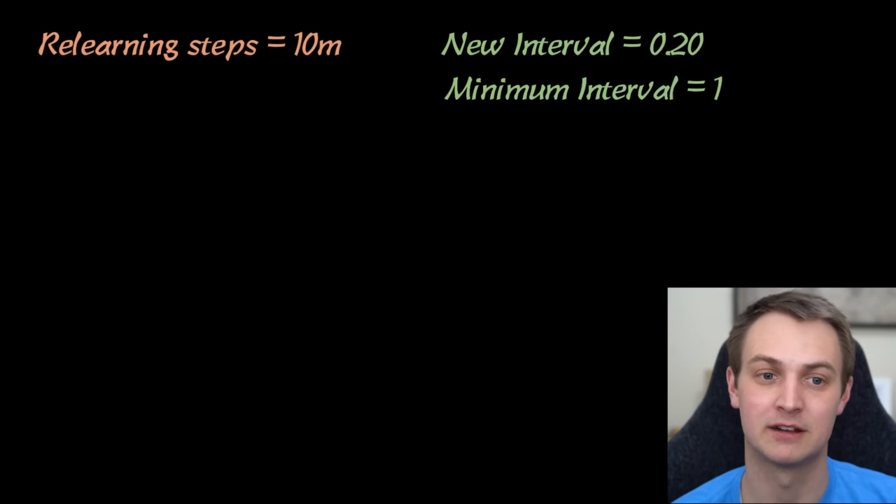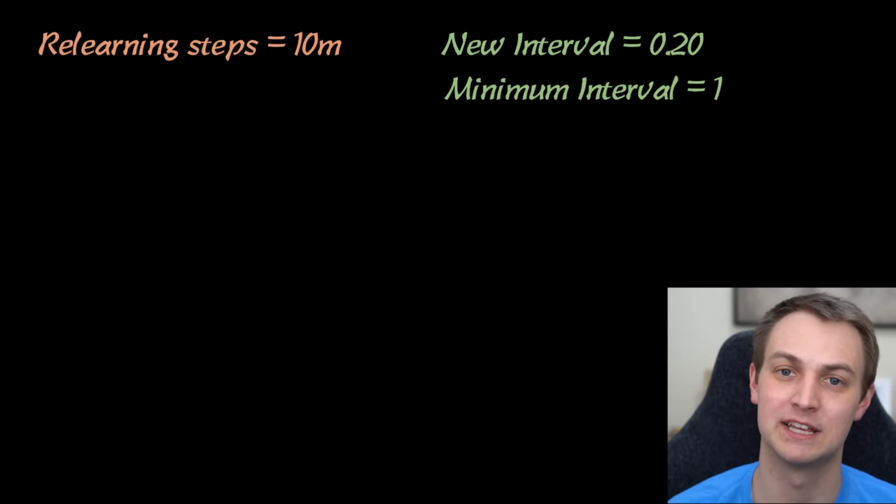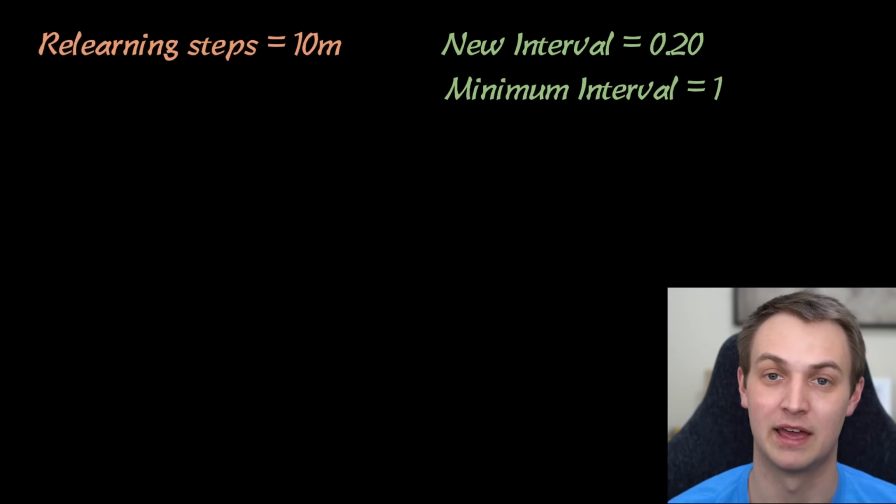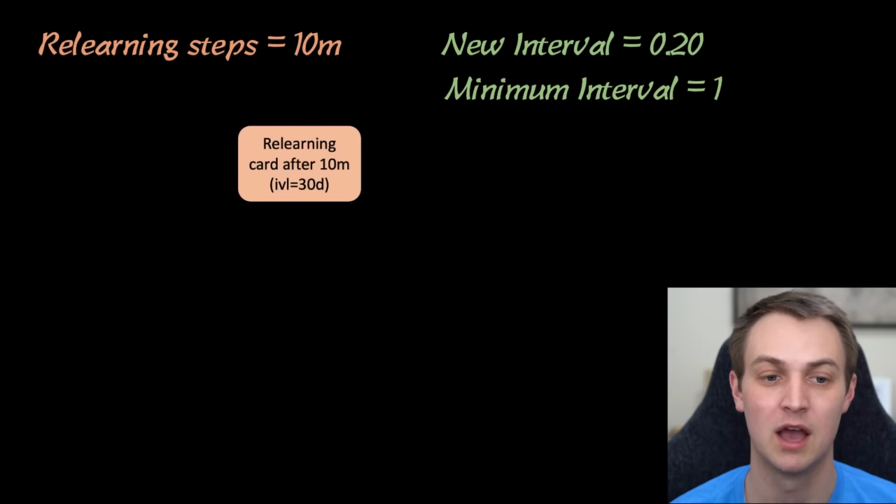So the relearning step here is 10 minutes. And then the new interval, think of it very similarly to the graduating interval, and that is 0.2, and I'll show you how that works. So let's take a card that had an interval of 30 days. We hadn't seen it for a month, and we hit again on it. We forgot it, we got it wrong.